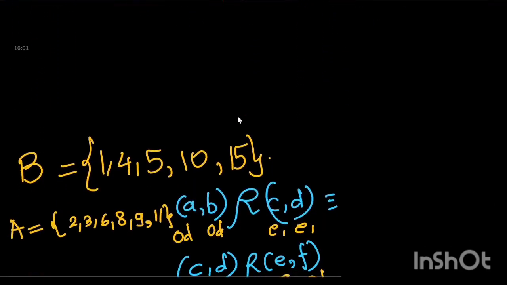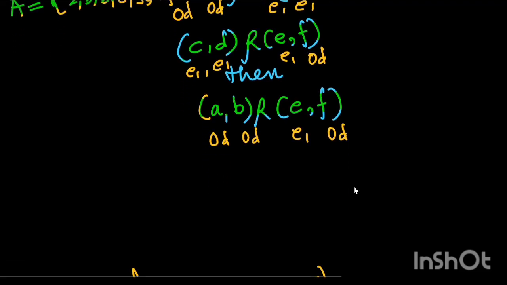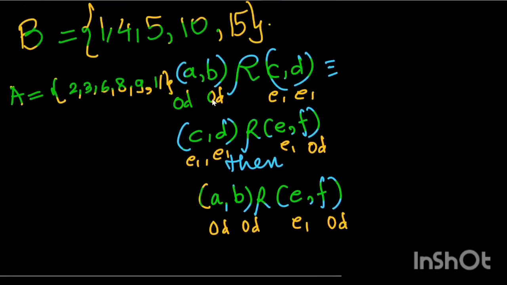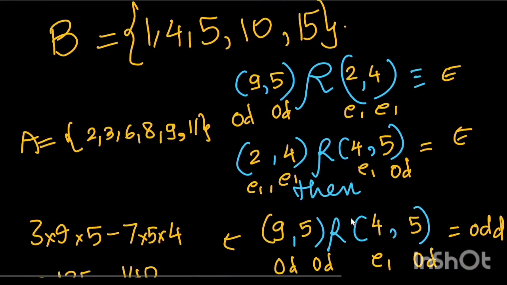For example, it is like this scenario, this is what we discussed. We know the values of a and b, which we will substitute in place of ab, cd and ef in the next step, taking into account whether they are odd or even. We will assign values from the sets A and B like this. So ab we have assigned 9, 5, cd is 2, 4, and ef is 4, 5.